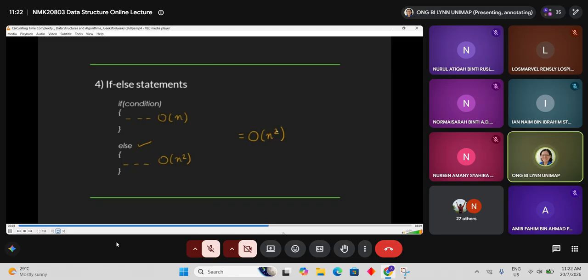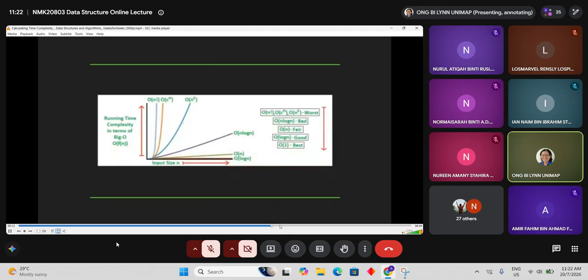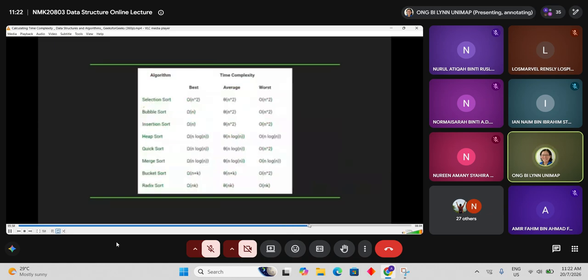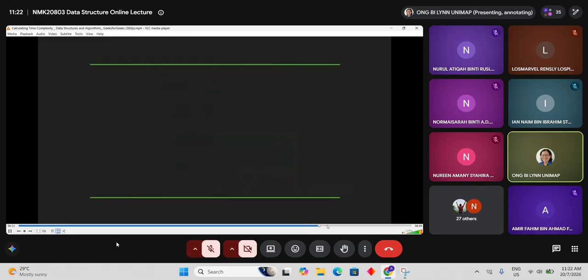Now, let's look at the comparison of time complexities. Okay, this one you know, tolong hafal. We have big O of 1, which is the smallest. We have big O of n factorial. It is highly recommended to learn them by heart as it comes very handy.